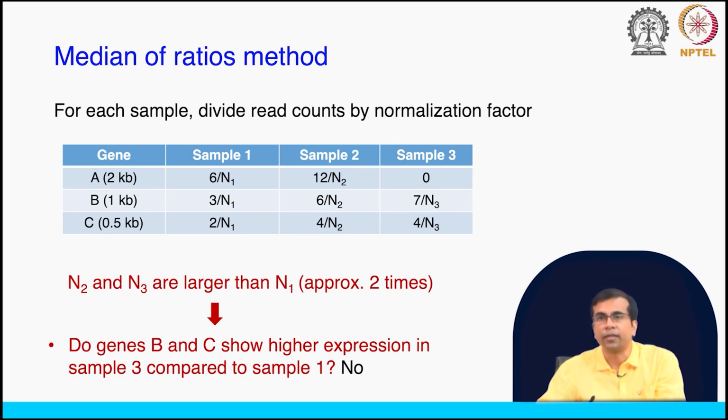This is an advantage of this method. So, now we can answer this question correctly: do genes B and C show lower expression in sample 3 compared to sample 1? That is actually no. There is almost no difference in expression between sample 1 and sample 3. You can probably see now that the normalization factor N3 is approximately 2 times the normalization factor N1. Of course, if you have to do this for a large number of genes, you cannot calculate just the median by hand, but just as an example this holds.